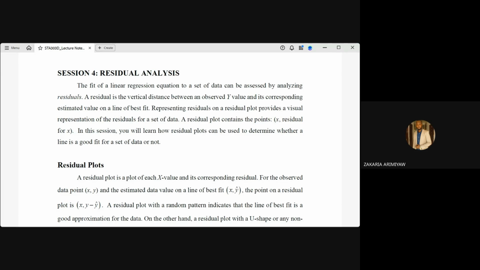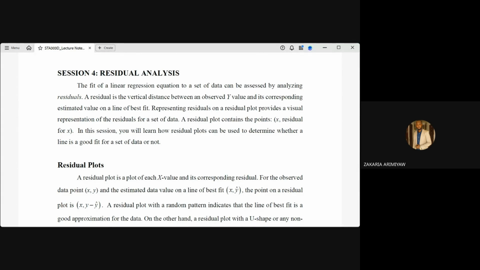Remember that you have to substitute the value of x into the estimated regression equation to find the corresponding predicted value of y. So once you have the predicted value of y, you subtract it from the actual, observed value, and the difference is what gives us the residual.